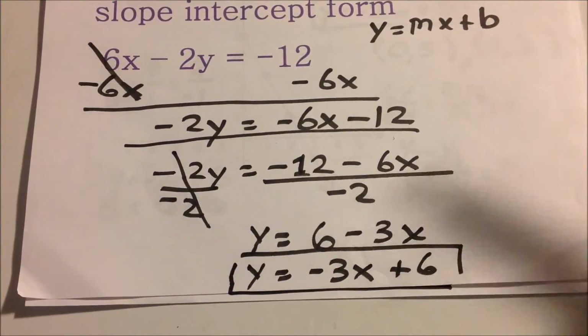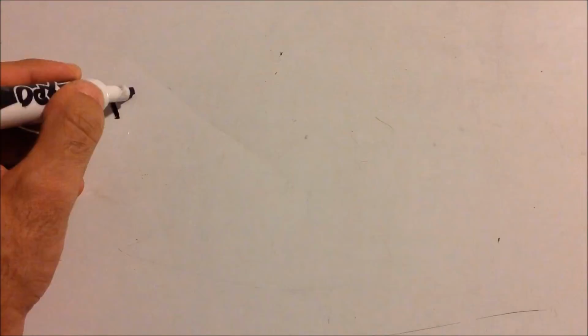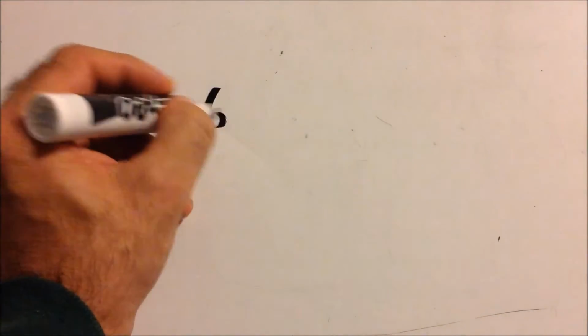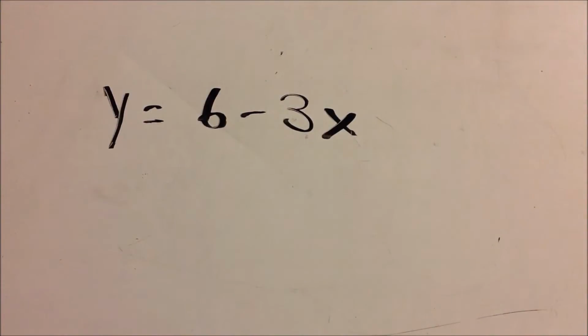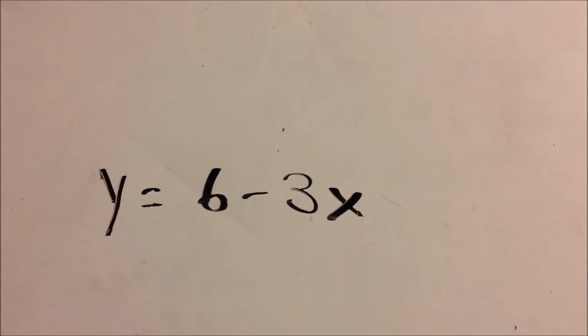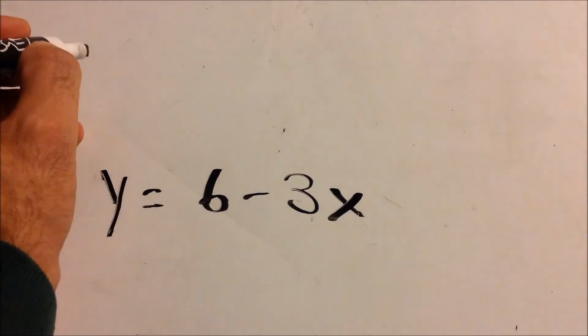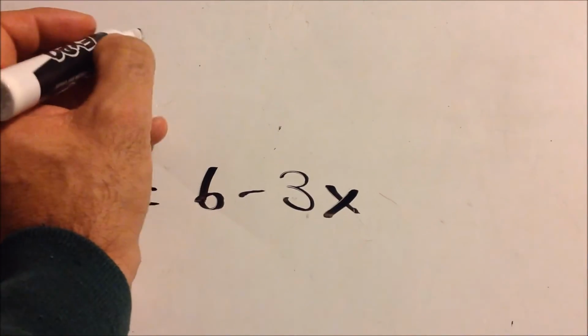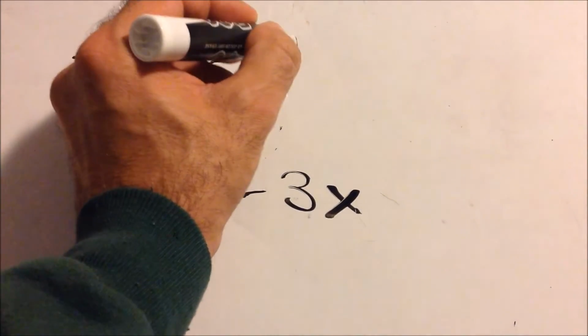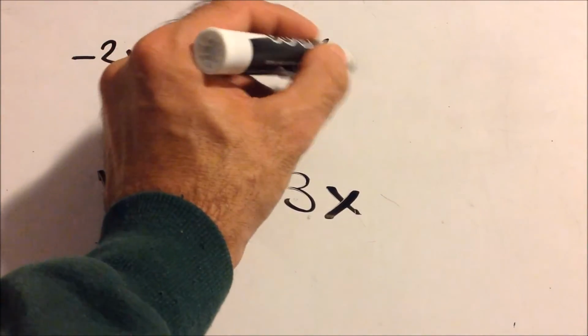It's the same thing. Let me just write this again here. We had y equals 6 minus 3x. It's not minus 3x. It's actually plus. So let's go to the original. Bring this down for a minute. Why is it plus? Because remember we had negative 2y equals a negative 12 minus 6x.